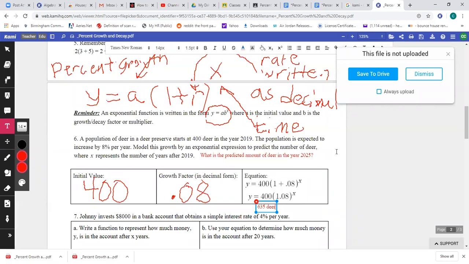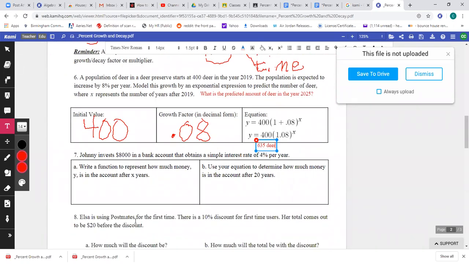So let's look at number 7. Johnny invests $8,000 in a bank account that obtains a simple interest rate of 4% per year. So how do I know this is an exponential problem? Because whenever you see it's growing by a percent per year, it's always going to be exponential. Never do a linear equation for these problems. When you see a percent per year, that's exponential.